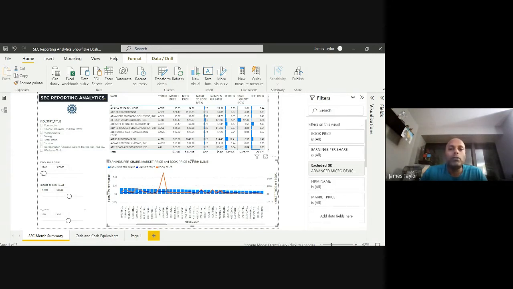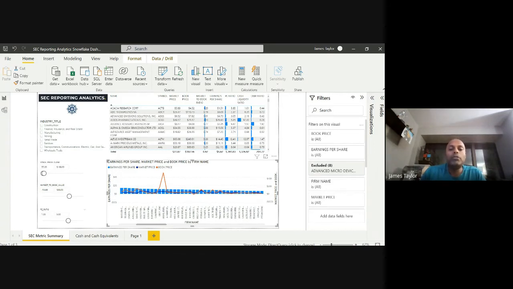Now, as you know, for those of you that have actually visited our website, www.secreportinganalytics.com, you might have browsed and found the Snowflake link to your free trial account. If you have, that's great.